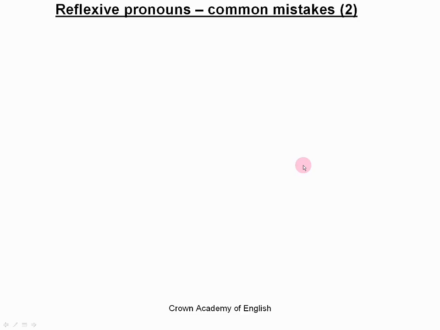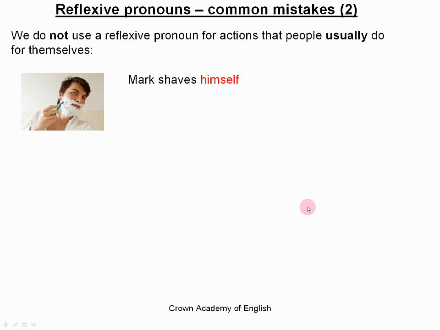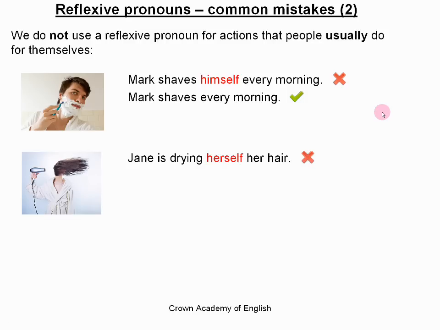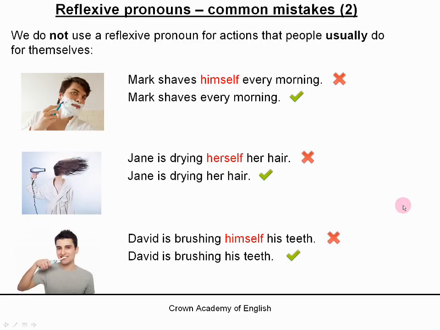Another very common mistake is in English we do not use a reflexive pronoun for actions that people usually do for themselves. So, example: Mark shaves himself every morning. This is wrong. In English, this is wrong. The correct sentence is Mark shaves every morning. This is not reflexive. Jane is drying herself her hair. In English, this is wrong. The correct version is Jane is drying her hair. David is brushing himself his teeth. This is wrong. The correct version, David is brushing his teeth.